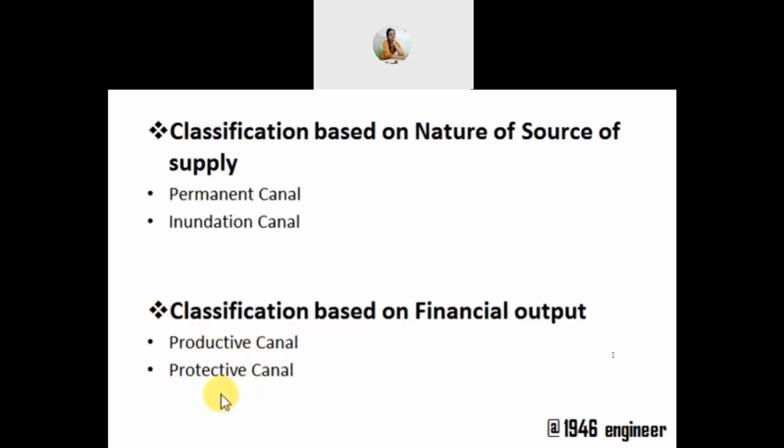What is a protective canal? Protective canal is a type of canal which helps to supply water to the drought prone areas or to the famine areas. Such canals are called as protective canals. So let's revise. Productive canal generates income, whereas protective canal is just to avoid the drought or famine.